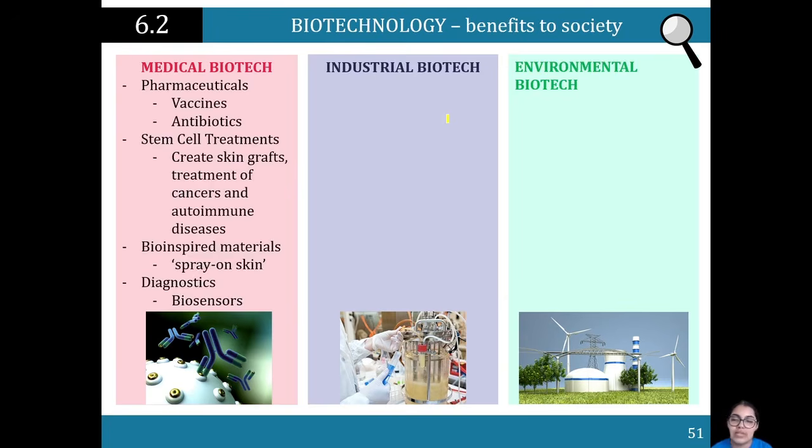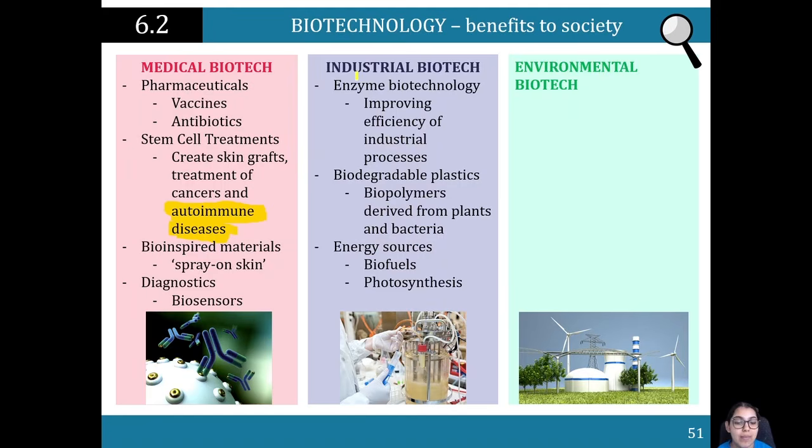So let's talk about medical biotech first of all. We are all very familiar with it. It includes pharmaceuticals like vaccines and antibiotics, and stem cell therapies, for example, like skin grafts. The treatment of cancers and autoimmune diseases is also another example of medical biotech, as is the treatment of type 1 diabetes using insulin created using biotechnology. Then there are bio-inspired materials like spray on skin, and finally diagnostics like biosensors, and we know how prominent biosensors are now in sports, and so on.